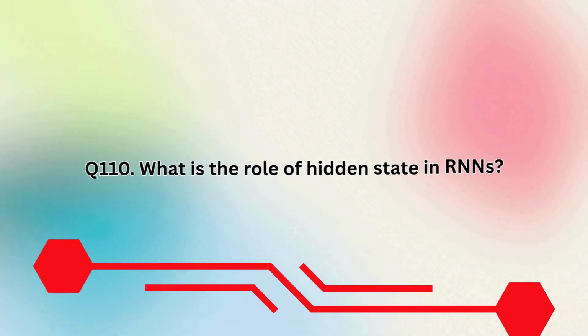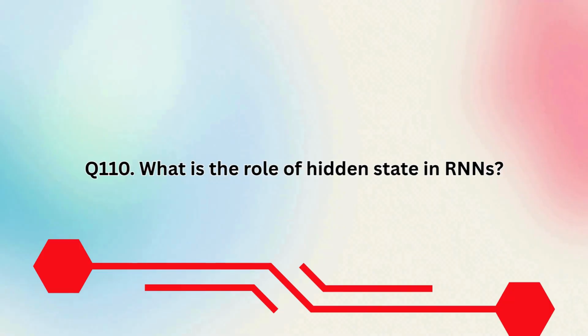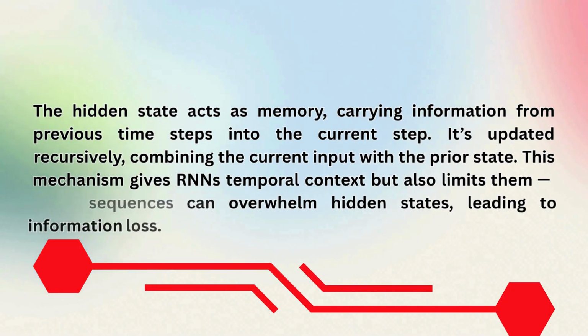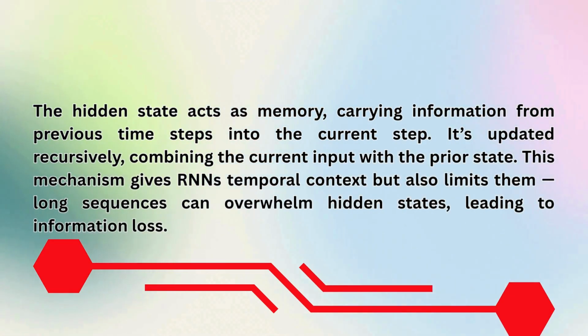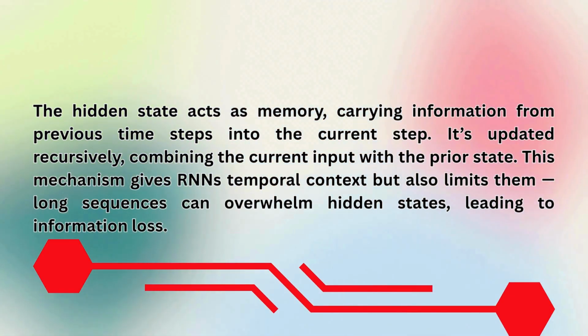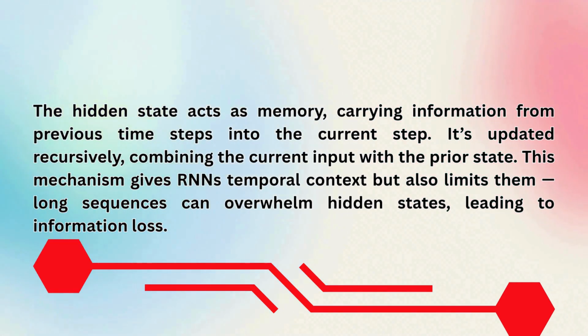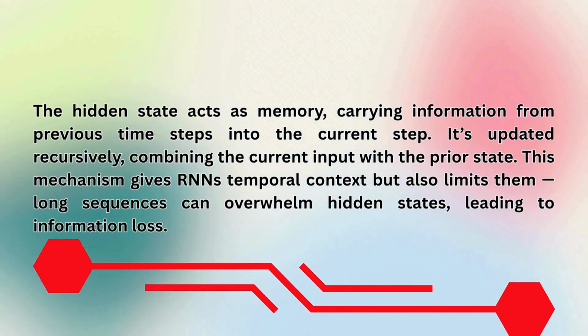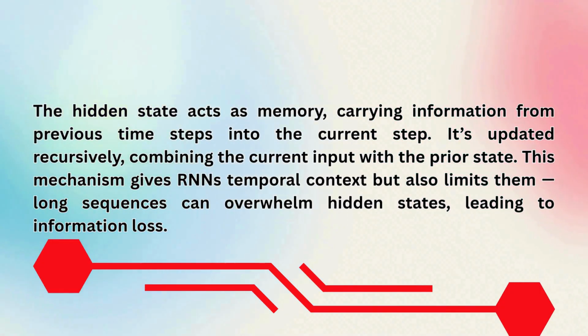What is the role of hidden state in RNNs? The hidden state acts as memory, carrying information from previous time steps into the current step. It's updated recursively, combining the current input with the prior state. This mechanism gives RNNs temporal context but also limits them. Long sequences can overwhelm hidden states, leading to information loss.